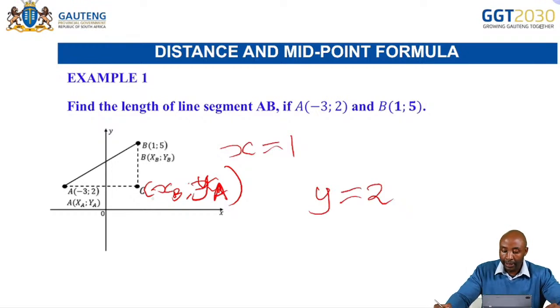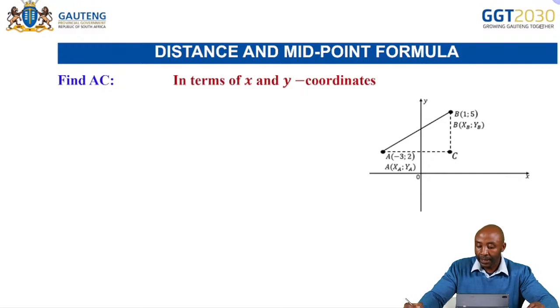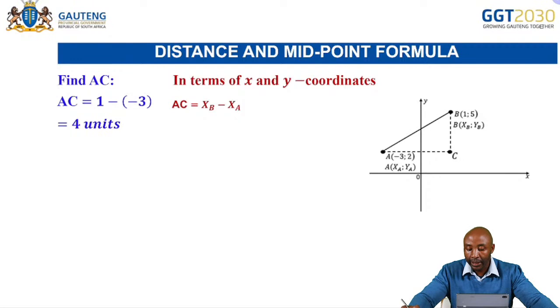I will move on now and say we are going to determine the length of AC by subtracting the y value at A from the y value at C, and I have indicated that. So AC is the horizontal distance. If you look at that part, our x value at A is going to be -3, and our x value at point B is 1. 1 minus -3 will give us our distance as 4 units.